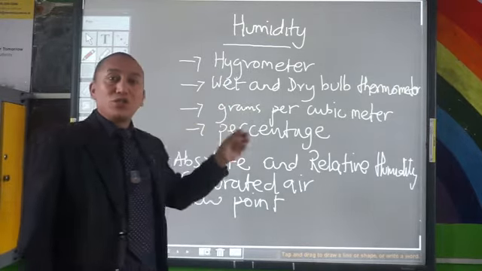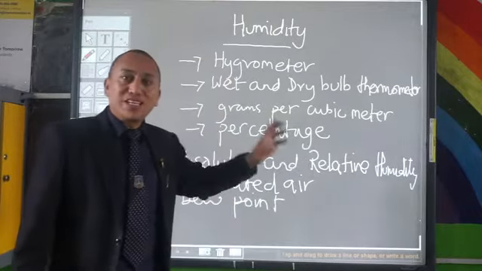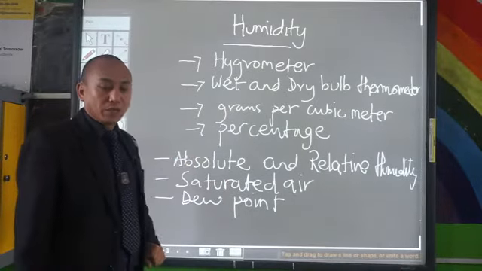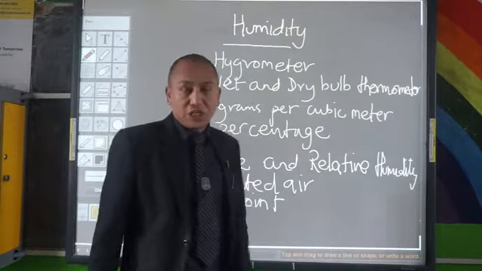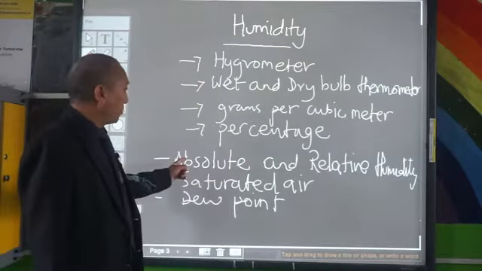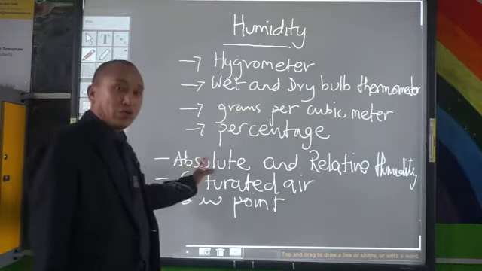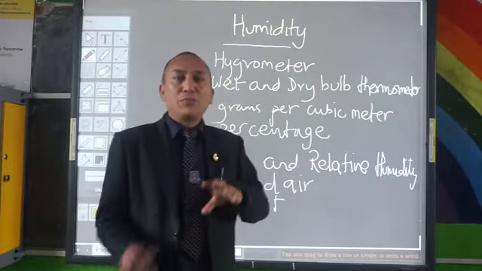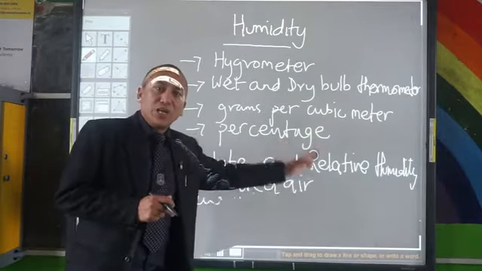Now the scales that are used in measuring humidity: humidity is measured in grams per cubic meter, especially when we measure absolute humidity. And when we measure relative humidity, we measure in percentage. So we have two ways of measuring humidity. One is the absolute humidity and the other one is the relative humidity.